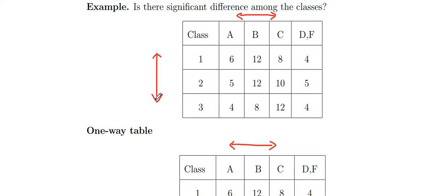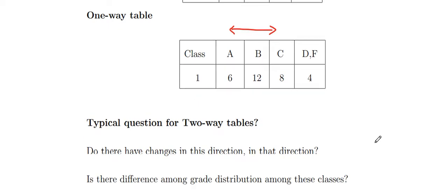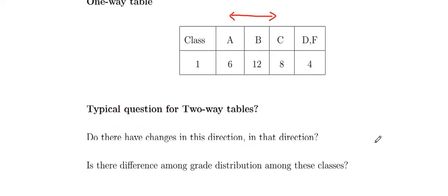So we have this question: is there a significant difference among these classes based on their grade distribution? This is a typical question for a two-way table. Changing this way makes a difference, changing this way makes a difference, just like that.